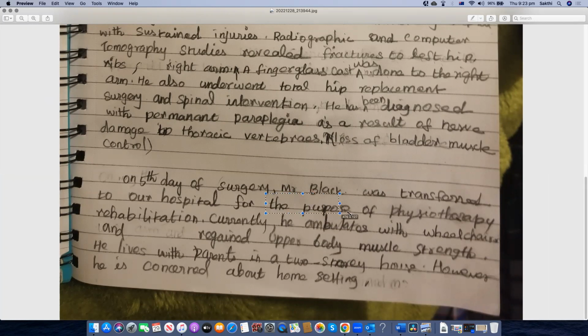But we don't need to add the purpose of, because this doesn't add any value here, isn't it? So when you say on the fifth day of surgery, Mr. Black was transferred to our hospital for physiotherapy rehabilitation, it makes sense, right? So the purpose of doesn't add any value to this sentence. As a result, you don't need to add any words unnecessarily unless you have got very few relevant case notes in the question paper. I hope everyone can understand this. So for the purpose of can be removed if you have already written down more words.